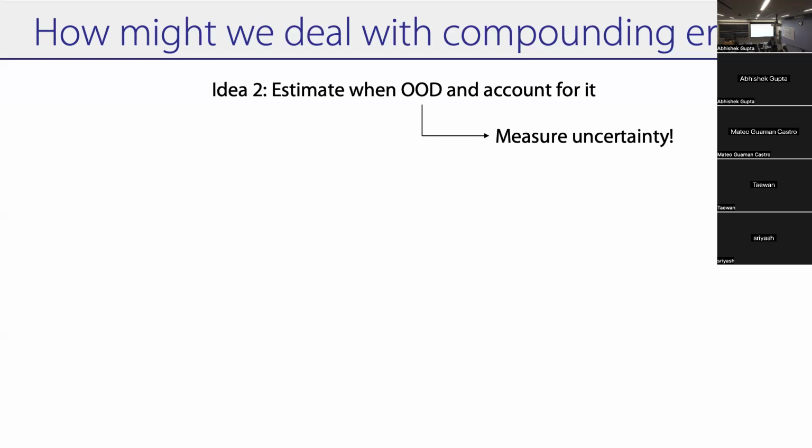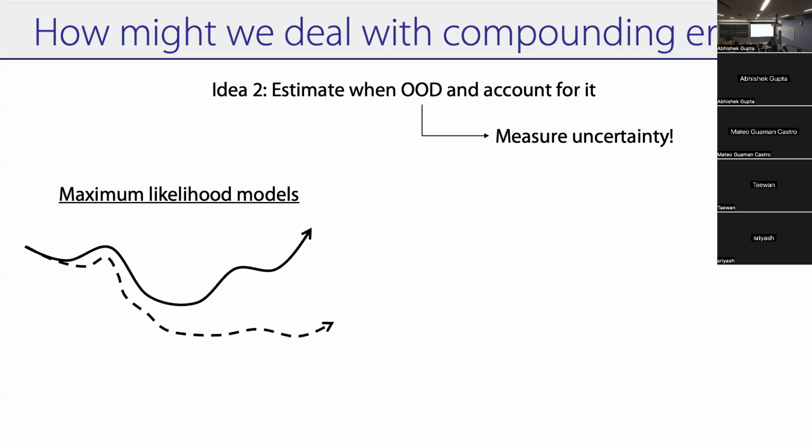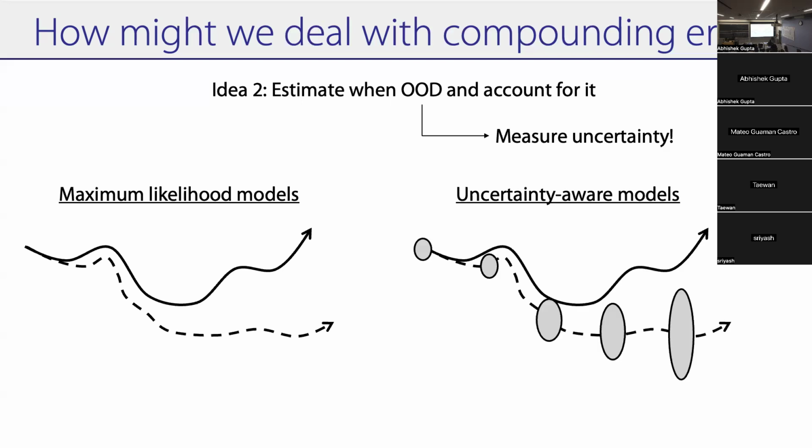A class of methods that deal with these compounding error problems: if you have maximum likelihood models, they look like this. You have a point estimate of your model, like your model is a point. It's going to give you some samples in the future. Those samples might deviate from the truth. But what you want instead is uncertainty-aware models that know when they're out of distribution. If you know something's out of distribution, you can penalize for it.